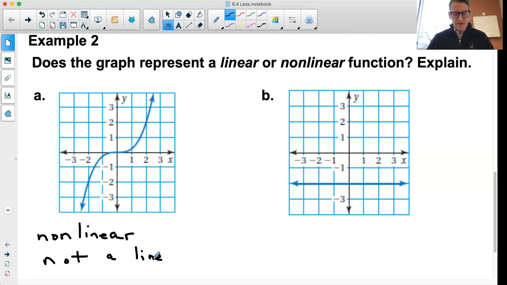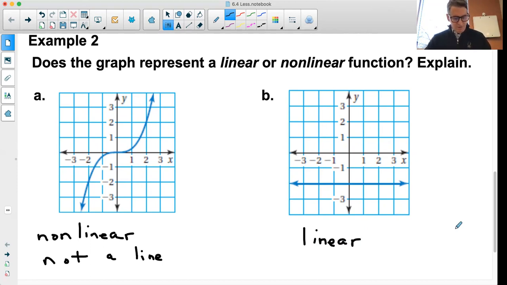All right, letter B. As you can see, this is a graph of y equals -2, okay? And it is a straight line. In this case, it would be linear, okay? And the reason behind that, the graph is a line, so the function is linear.